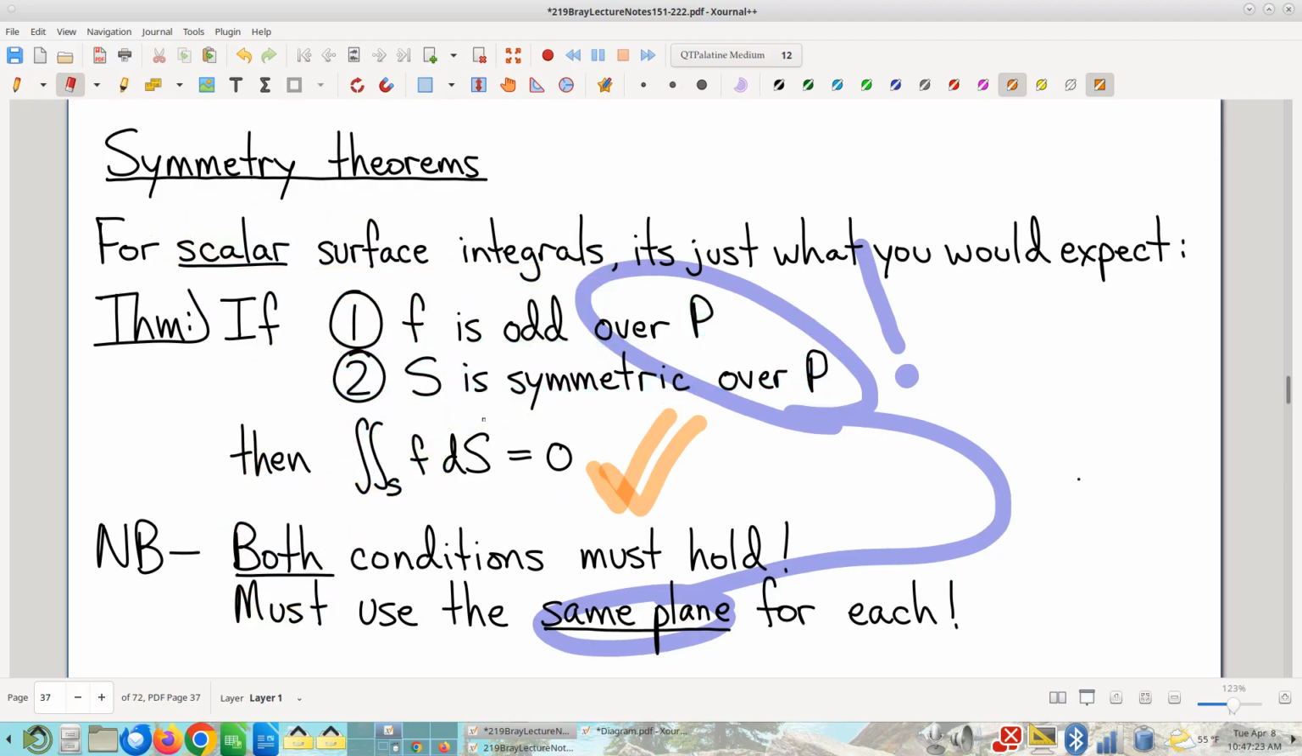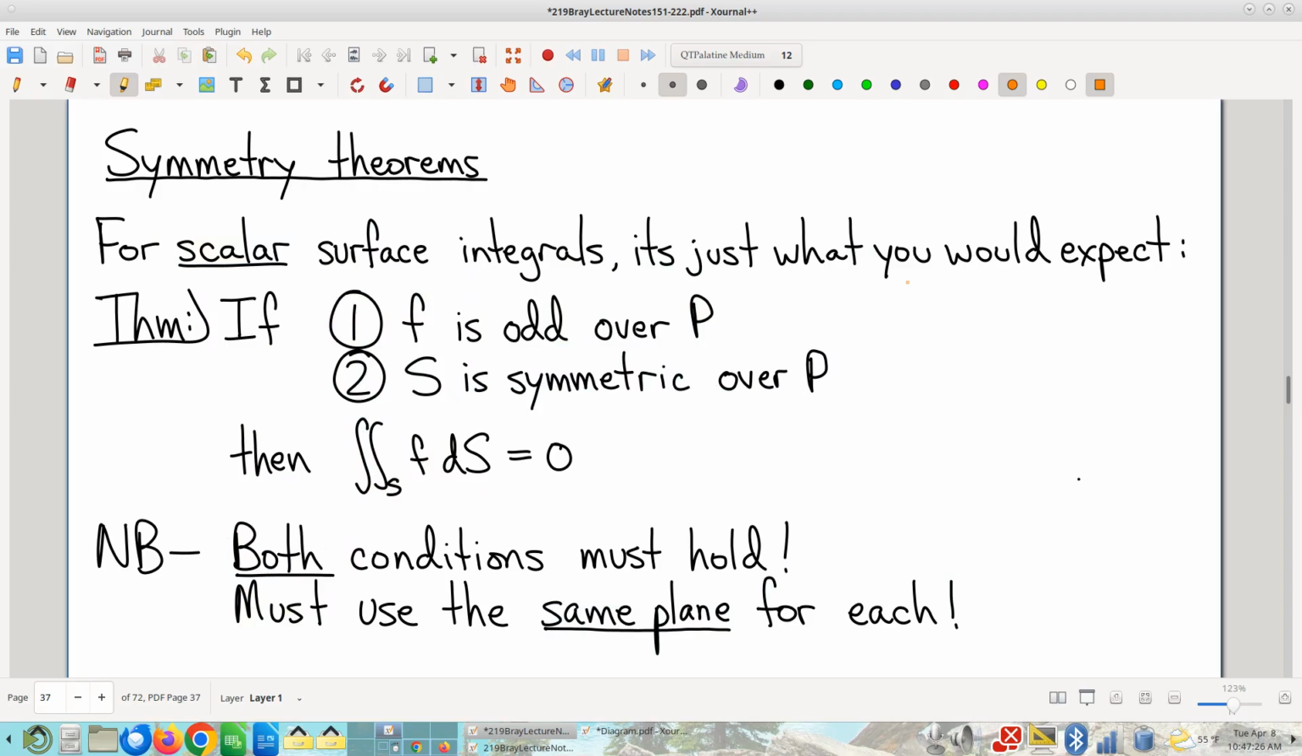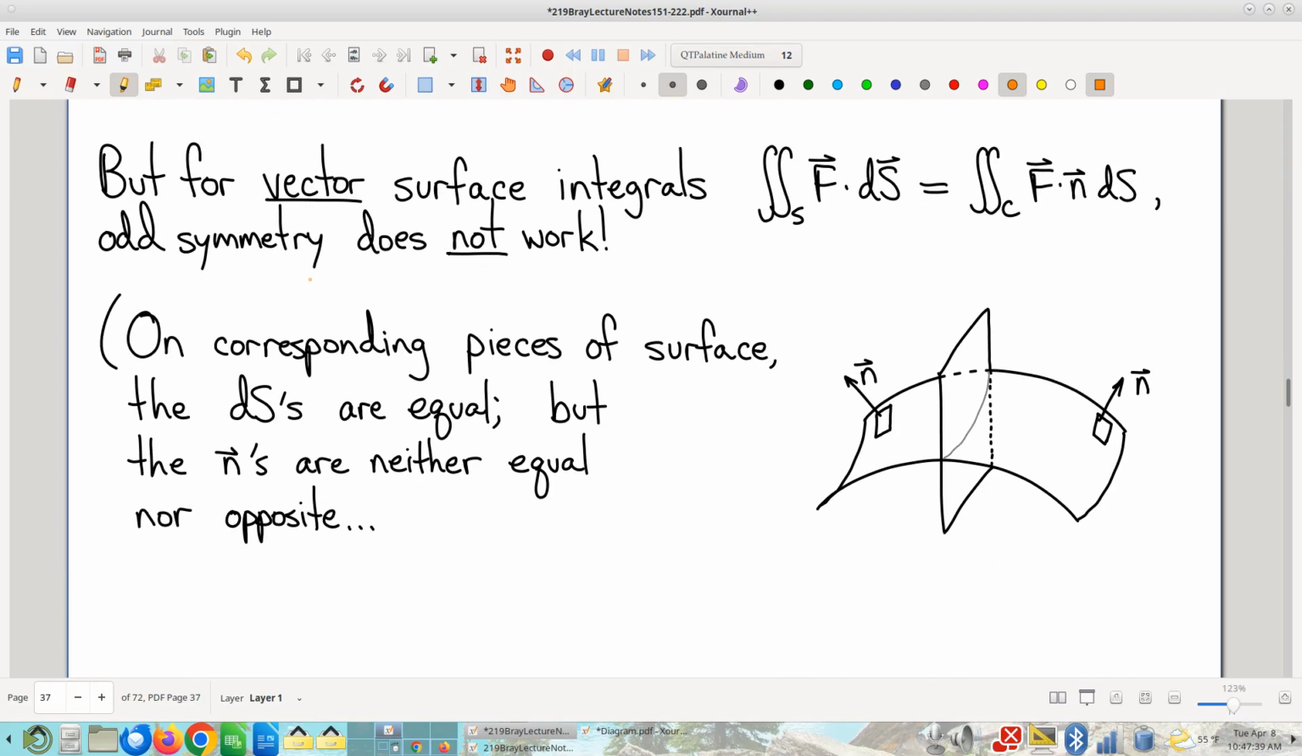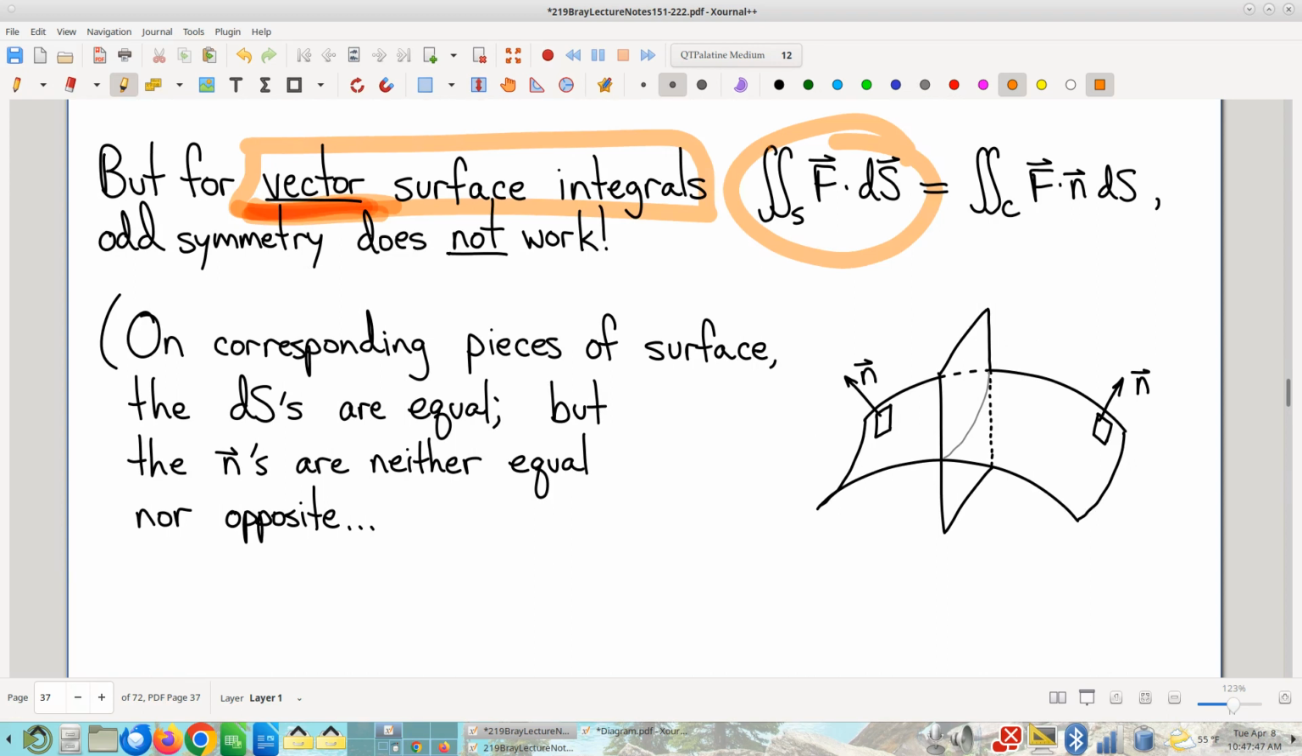Can be useful sometimes. The landmine, the thing that you have to be worried about, this is very important, is that this only works for scalar surface integrals. That is a very big deal. Scalar surface integrals only. If you look at a vector surface integral, for example, like so, there is no odd symmetry theorem for vector surface integrals. And if you make such an argument, then what you're writing down is nonsense. It just is.